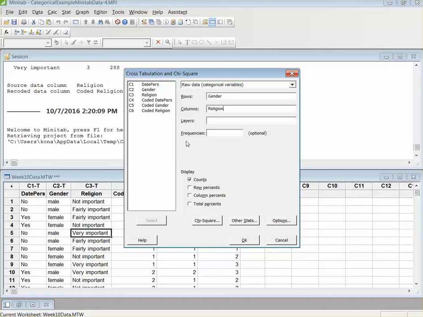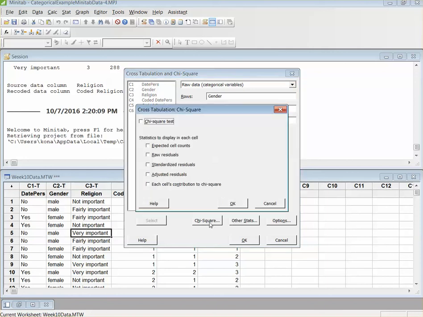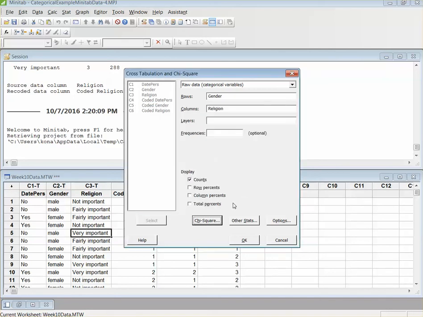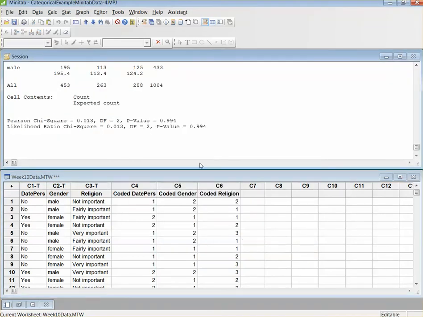Then in the chi-square box, we're going to check the chi-square test, and then you want the expected cell counts. That's what we're going to use to double check that expected frequency. So click OK. If you want, you can ask for other options, but you don't really need them. So you can just go ahead and click OK.